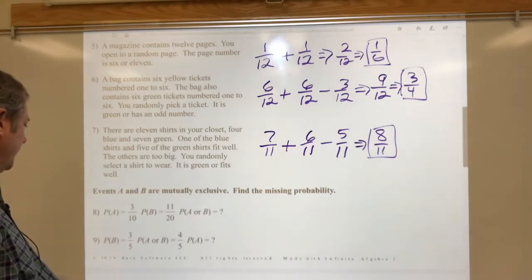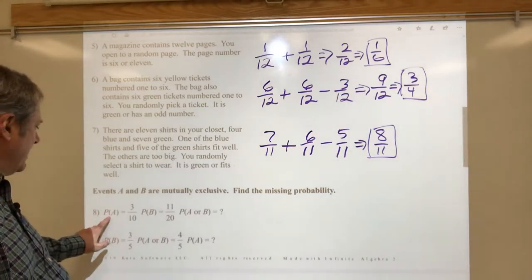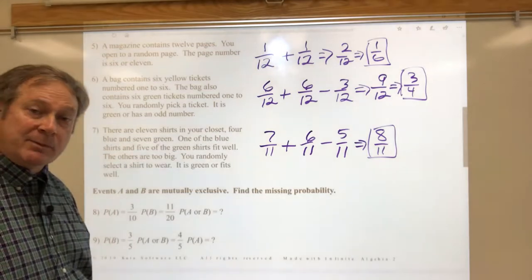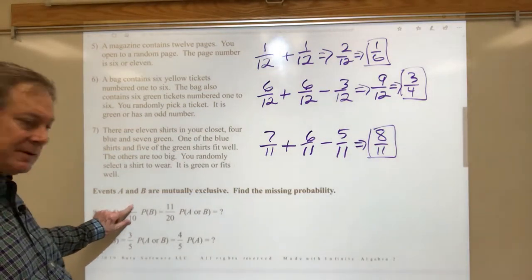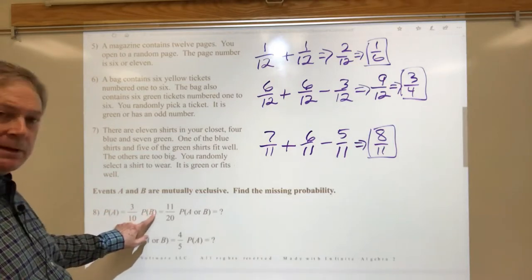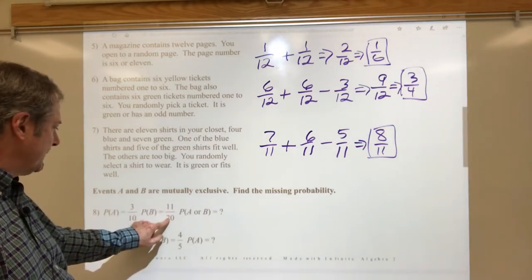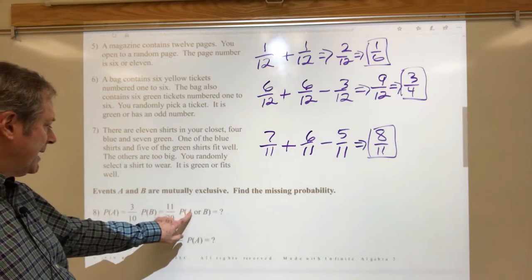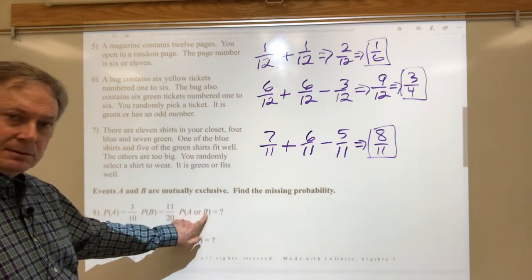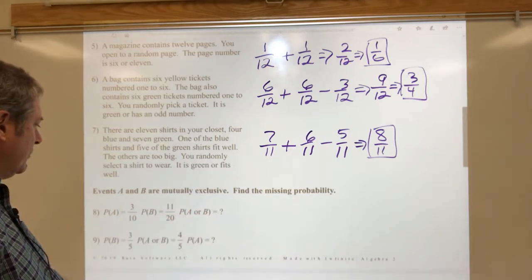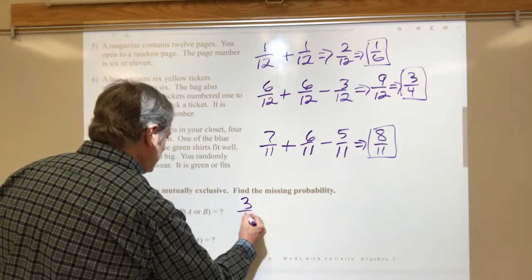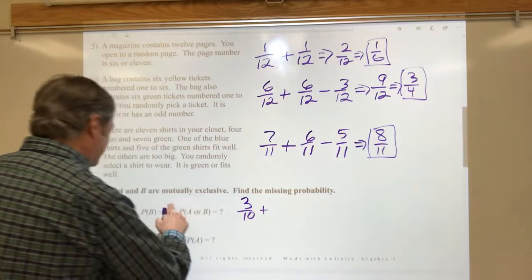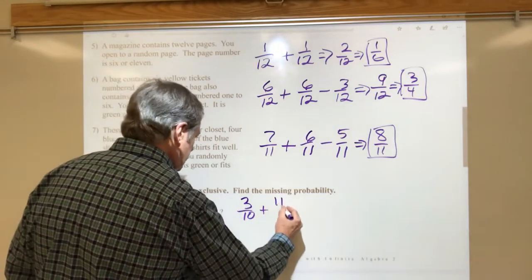Now, in numbers 8 and 9, you're now being exposed to some probability notation. P of A means the probability of A is 3 over 10. The probability of event B is 11 over 20. So what's the probability of A or B happening? Well, or means add. So we're going to take 3/10 plus 11/20.